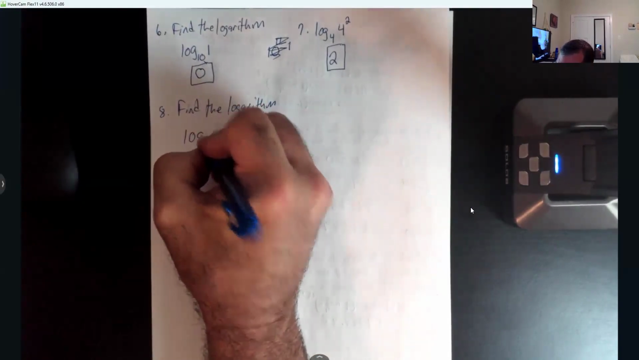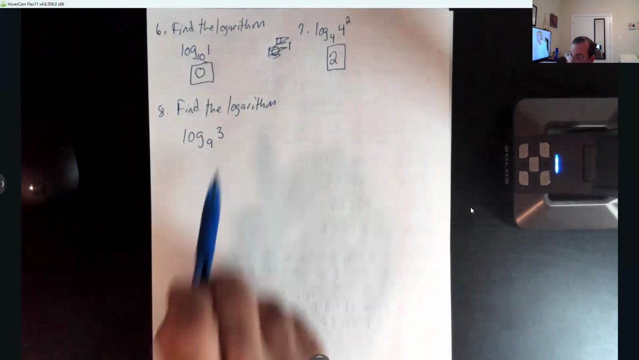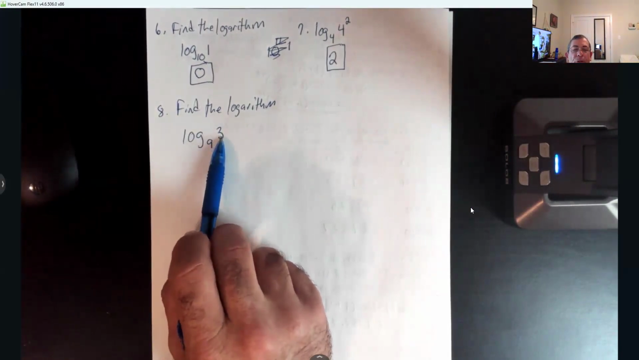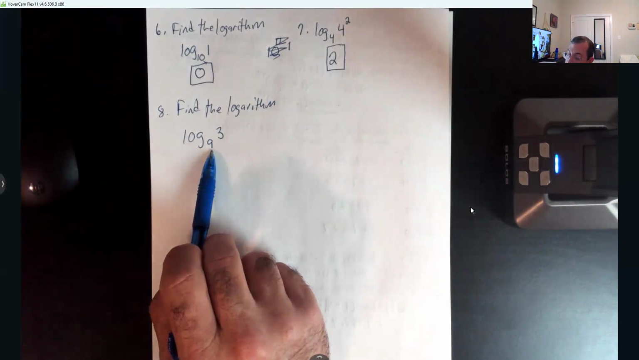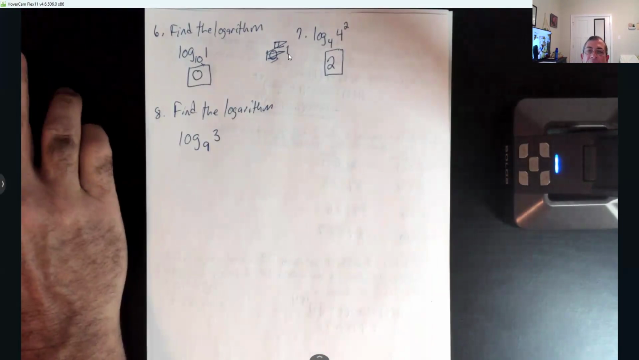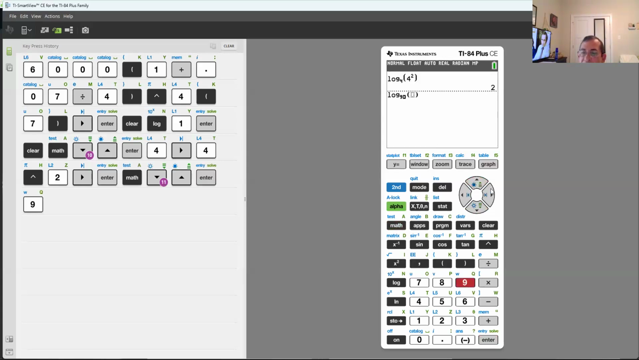Log base 9 of 3. So what kind of exponent do I get when the result is smaller than the base? Well, y'all, you can punch that in. I had a log, so I'm going to go to math and go down to log base. Hit enter. My base was a 9. My result was a 3.